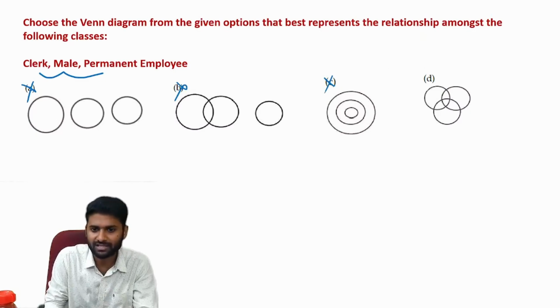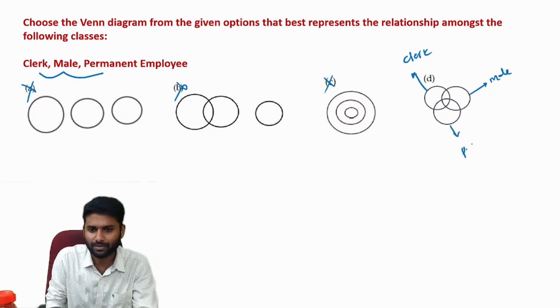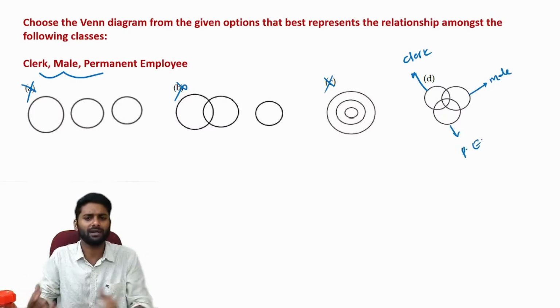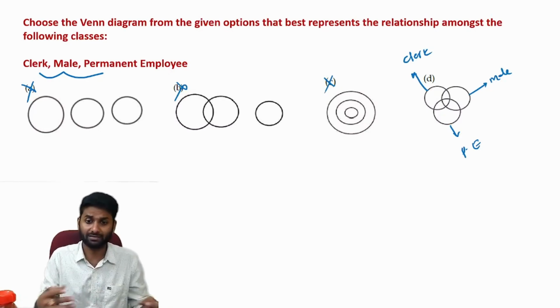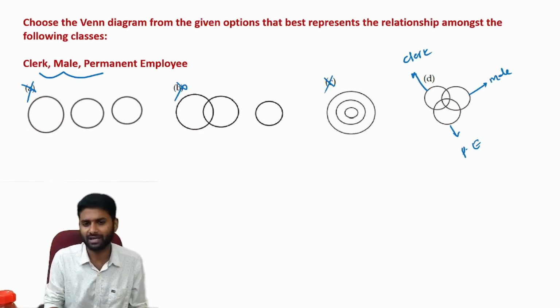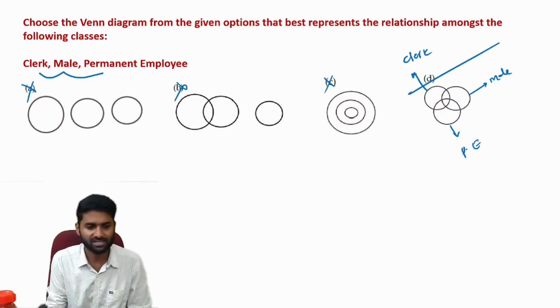Here, let's take that this is the circle represented for clerk, and this is for male. This is for permanent employees. Some permanent employees are male, some permanent employees are clerk, some males are clerk, or some permanent employees are clerk who are male. So we have a three-set Venn diagram, guys. That's why the suitable answer is D.